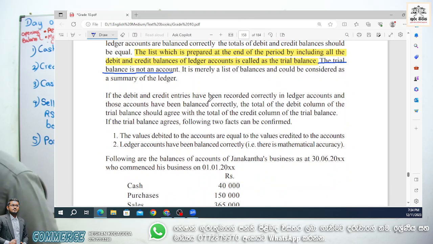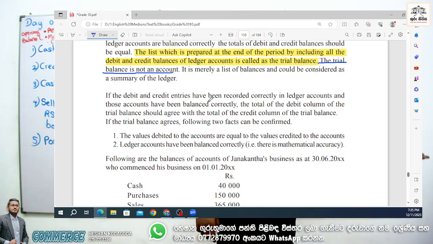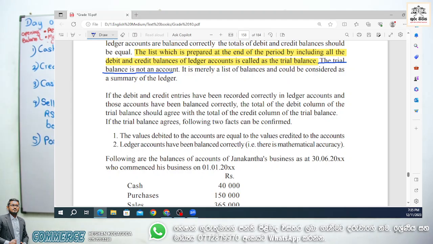If the debit and credit entries have been recorded correctly in the ledger accounts and those accounts have been balanced correctly, the total of the debit column of the trial balance should agree with the total of the credit column of the trial balance. Okay. So if the trial balance agrees, the following two facts can be confirmed. Now you know our trial balance agrees using 120,100, but we can confirm the values debited to the accounts are equal to the values credited to the accounts.